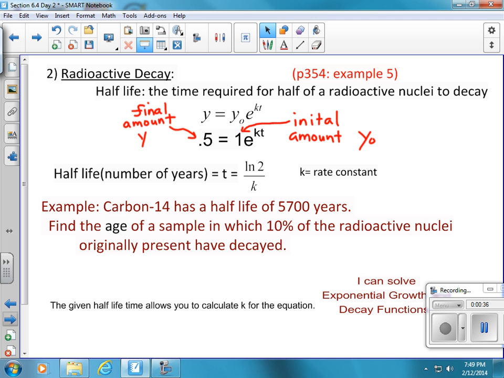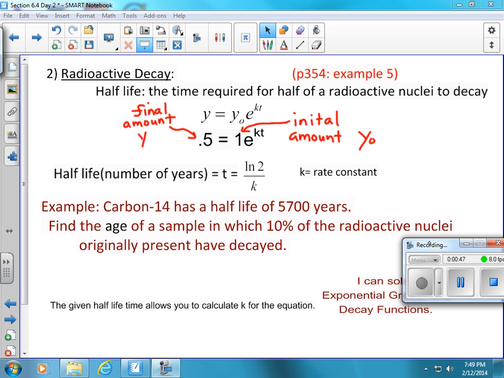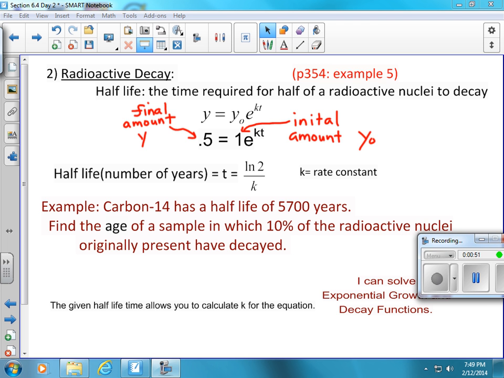The first one is all about half-life, the time required for half of the radioactive nuclei to decay. Now, some of you may know about this from some science class. I don't know which one, but we're going to talk about it now in terms of calculus. So this problem is page 354, example 5.